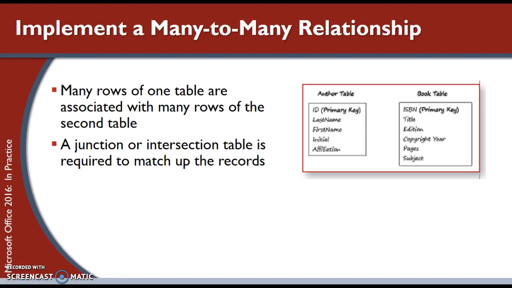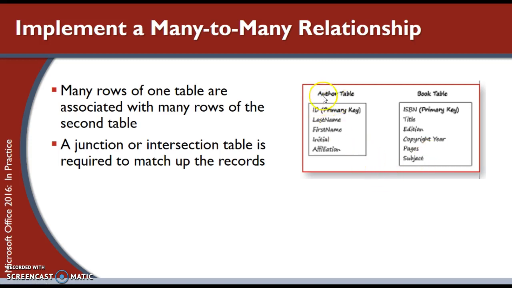Recall that in an Access database we have related tables, and the types of relationships that the tables can have are a one-to-many, a one-to-one, or a many-to-many. In this video I want to discuss a many-to-many relationship. When the data in one table has many associated data in the related table, and vice versa, that is a many-to-many.